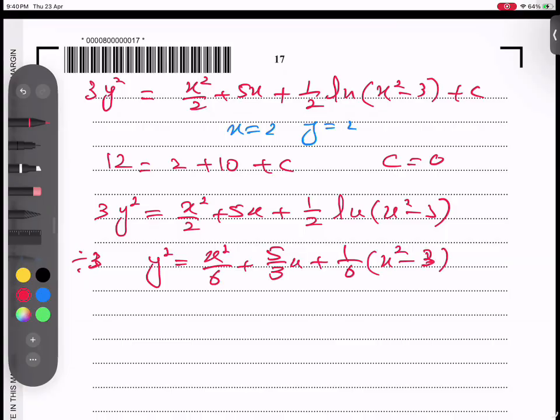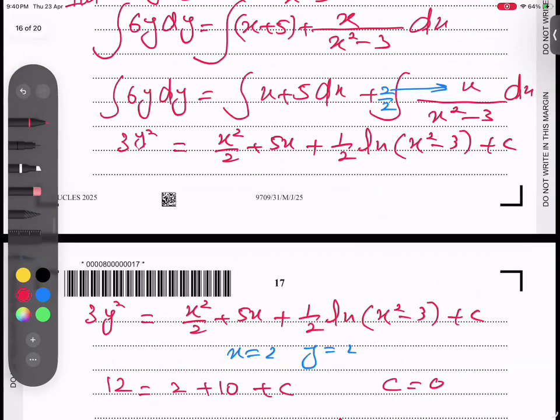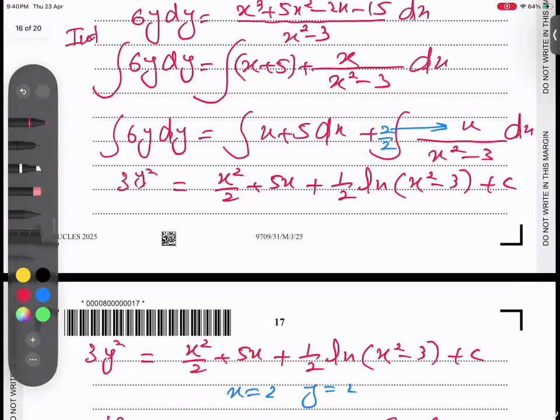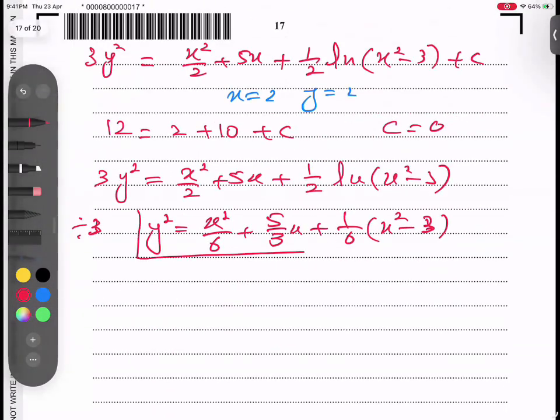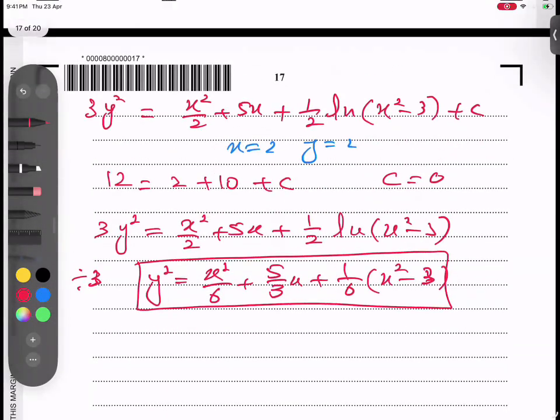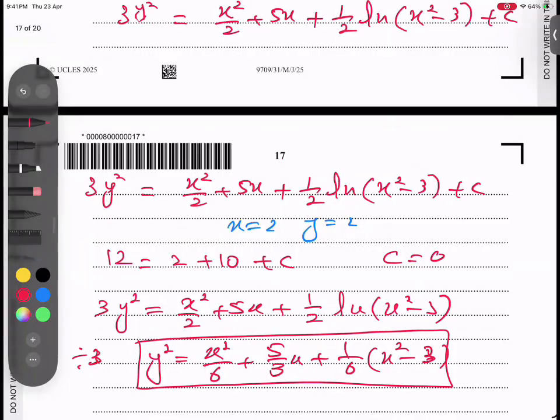So I hope the concept is very clear, and let me check anything else. No, he said only make y squared the subject. So I think the concept is very clear and the question is completely over.